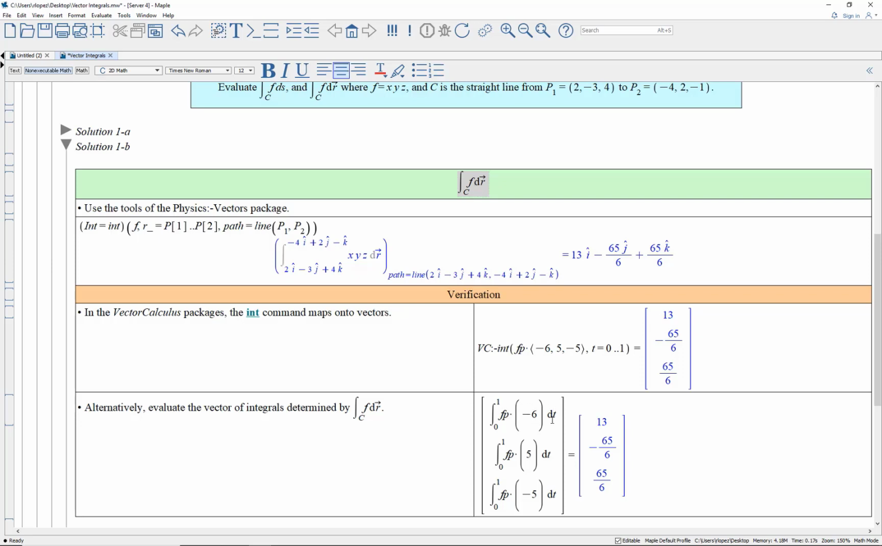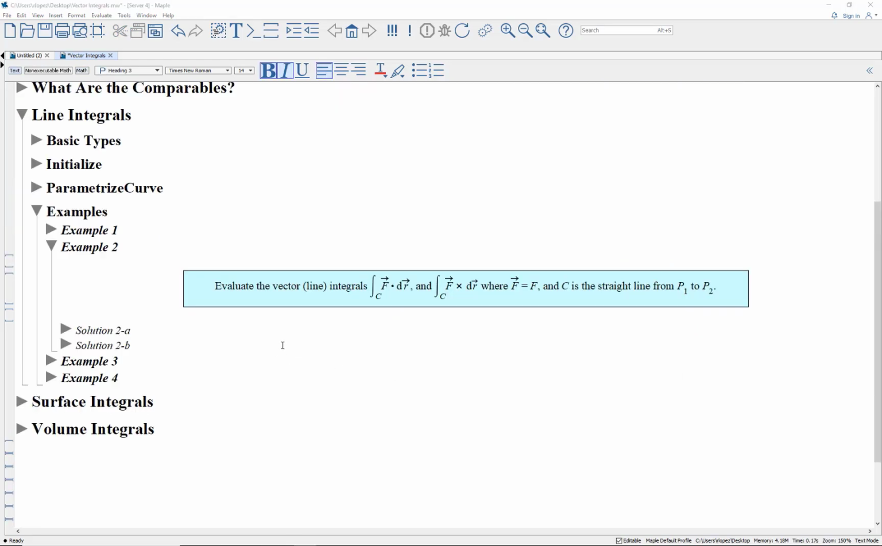This is dx, this is dy, and this is dt, and it comes out to be the same vector as we had here. In a second example, we're going to look at line integrals along the straight line from P1 to P2 of these two vectors dotted and these two vectors crossed. I've defined that vector here earlier in the initializations.